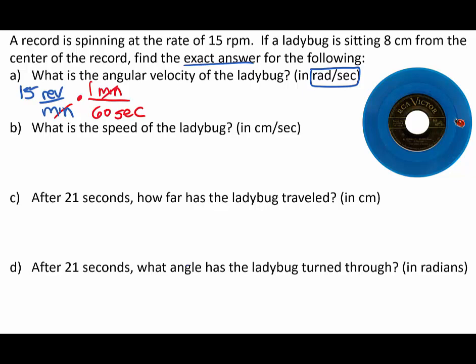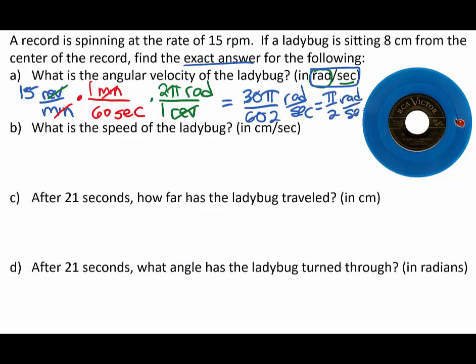Now we have revolutions per second, so we've got the seconds taken care of and we want to get it in radians. So we're going to get rid of revolutions. One revolution, if it goes around one time, how many radians is that? That's 2 pi radians. So now we're rid of revolutions, and we can see our units are radians per second. So let's just go ahead and combine the tops. We got 15 times 2 pi, so we have 30 pi, and that's over the denominator is 60, and that's going to be radians per second, and then we'd want to reduce that. And so 30 will go into 60 2 times. So we've got pi over 2 radians per second for our angular velocity of this ladybug.